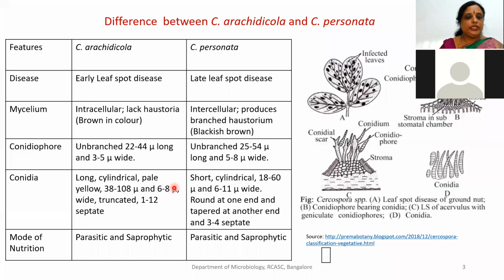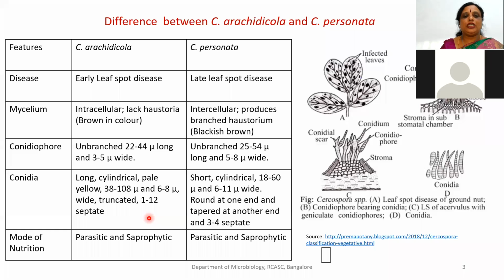And coming to the conidia, the conidia of arachidicola are comparatively longer. See this, comparatively longer than those of personata. If you see this, this is shorter and these are longer. So in the case of arachidicola, the conidia is long and cylindrical, pale yellow in color, and it is 38 to 108 microns long and 6 to 8 microns in width. Whereas in personata, the conidia is comparatively short, cylindrical, and the length of this particular conidia is comparatively shorter than that of arachidicola.